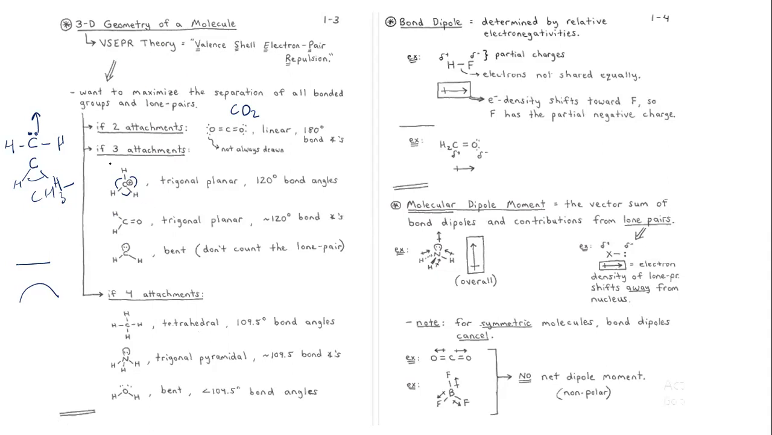Now, this geometry is going to help us learn more about the polarity of molecules. Because when you talk about the polarity of molecules, we want to know, if we have a molecule like this, does this molecule have two distinct poles or doesn't it have poles at all? There are two types of molecules.